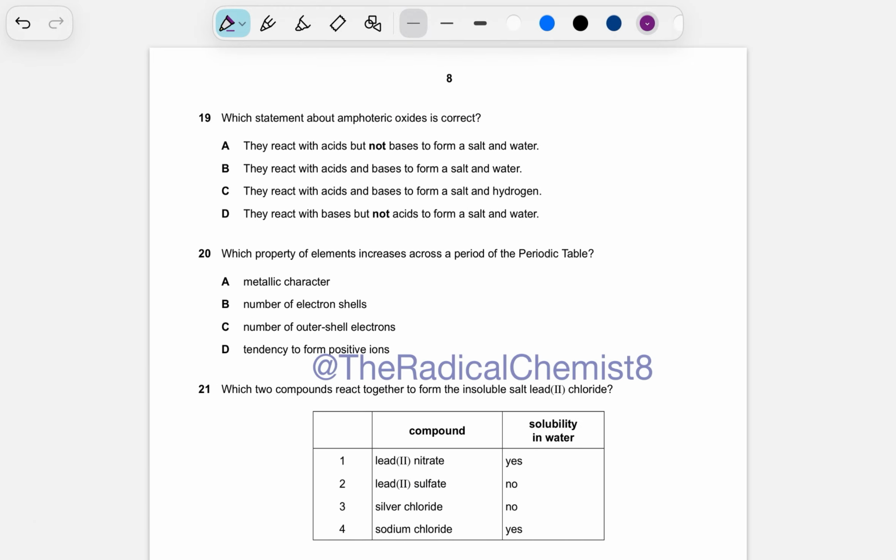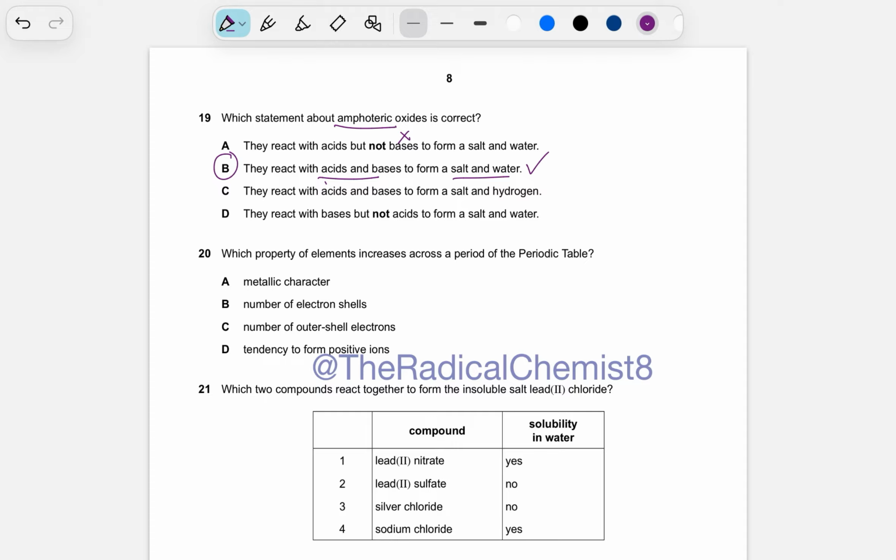Next question. Which statement about amphoteric oxides is correct? Remember, amphoteric oxides are oxides that can act as acids and alkalis or bases. So in this case, you've got they react with acid but not with base. That's incorrect. They react with acids and bases to form a salt and water. That is correct. So your answer is B.